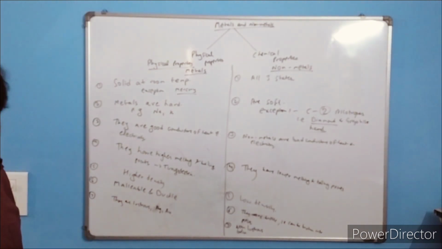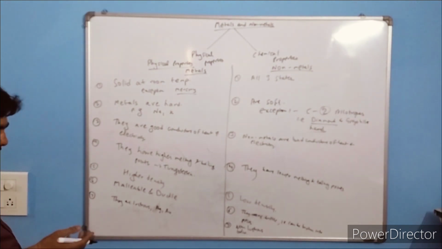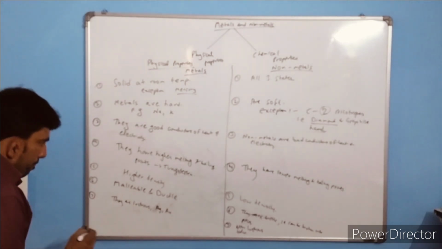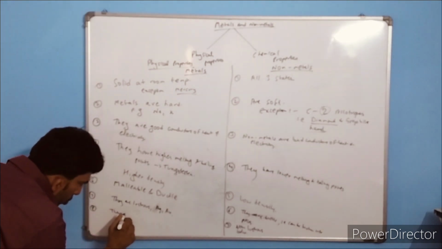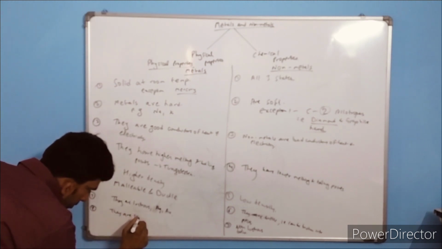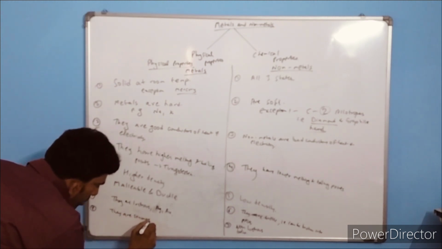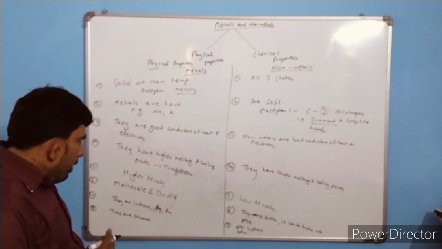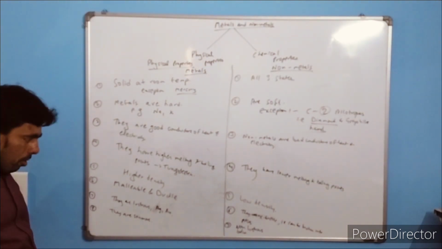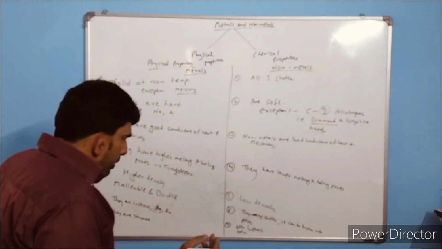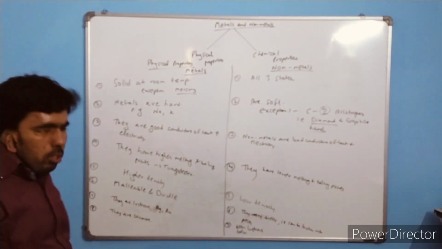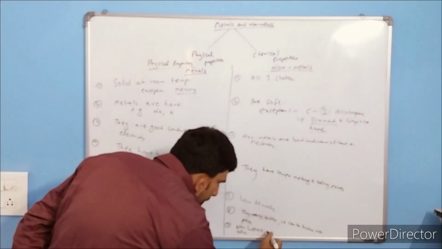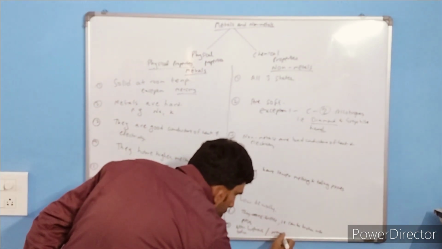Lustrous, sonorous. Metals are sonorous. What is the meaning of sonorous? That is, they produce sound. But in the case of non-metals, they are non-sonorous. I can add here non-sonorous.